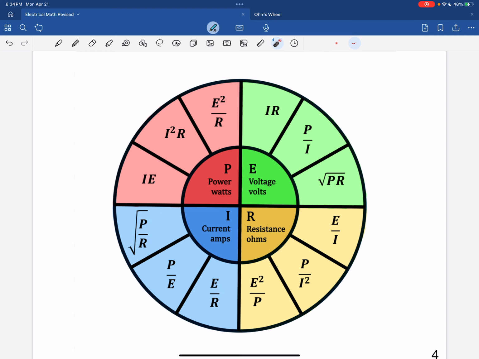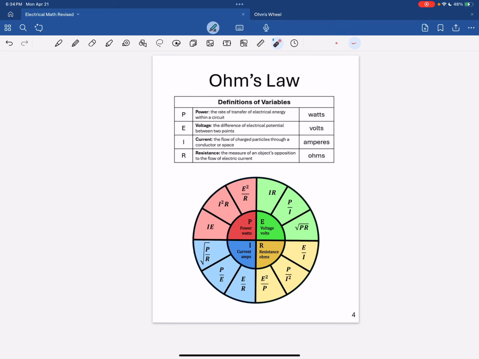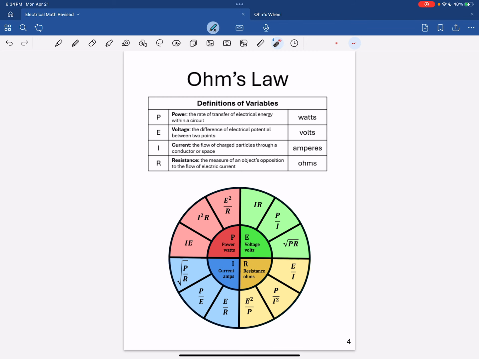And your instructor has told me that you will always have access to the Ohm's wheel. So if you know how to read the Ohm's wheel and how to use it, you will always have this tool at your disposal. So that's just an introduction to the variables and the wheel itself, and we'll be using the wheel to do some problems here very soon.